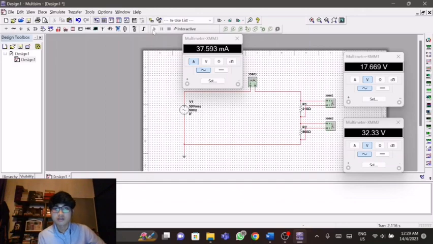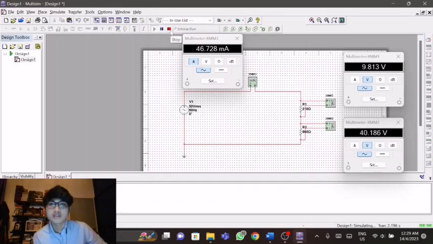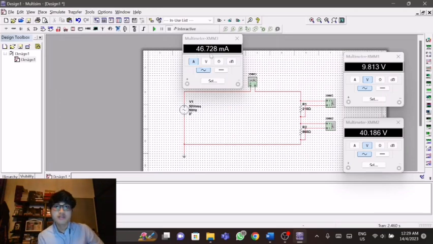Okay, so now we have to run it again and we can stop it. Alright, for the last one, the current value is 46.728 milliampere. The voltage value at R1 is 9.813 volt. At R2, the voltage is 40.186 volt. Okay, that is how to find the voltage and current value using simulation.